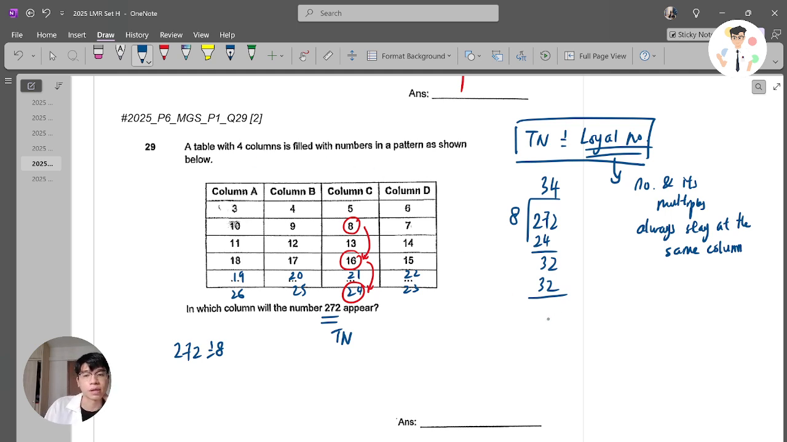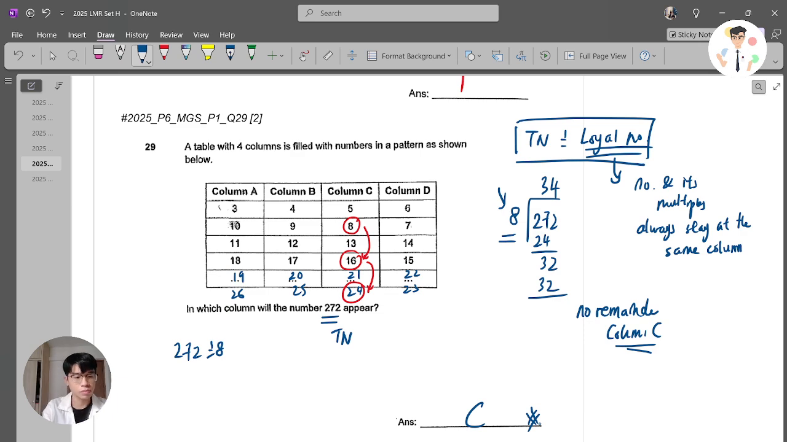And how about no remainder? When there's no remainder, this just tells you that it will be at column C, which is the column where 8 is. That's why the answer is just column C, and you are done.